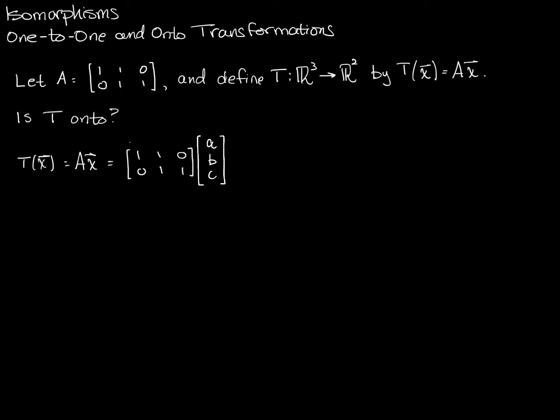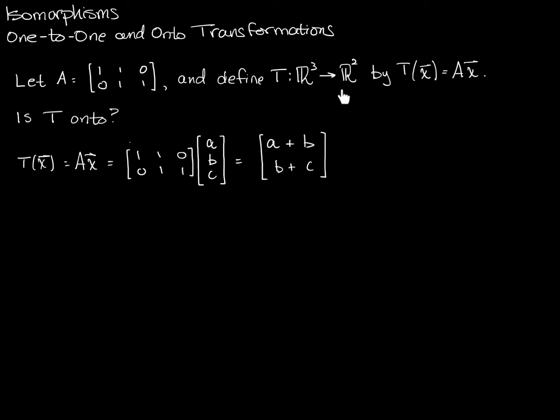All right, this multiplication is going to give me a 2 by 1 vector. What does that look like? Well, in this case, it's going to be 1 times A plus 1 times B plus 0 times C for my first component. So 1 times A plus 1 times B. And my second component will look like this: 0 times A plus 1 times B plus 1 times C. So B plus C. So all of my outputs look like that.